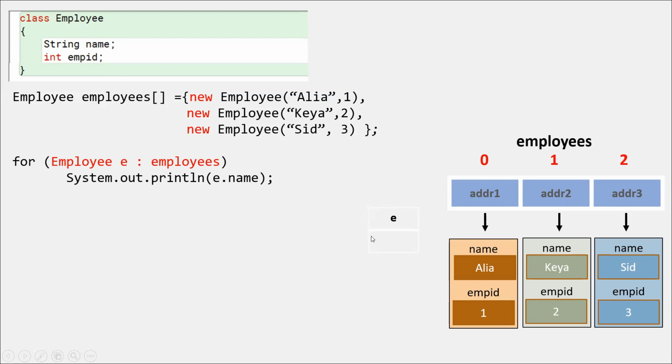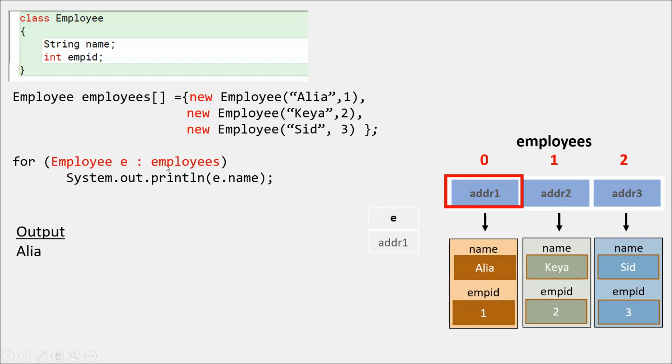So first we have employee E, okay, the object E, and objects always hold a reference. So in this case, what will come to E? The value which is present at index 0. What value is present at index 0? Address 1. So what gets copied to E? Only an address gets copied. Okay, so E is now a pointer to this same object, Alia's object in memory. So when we print system.out.println e.name, we would get Alia as the output.